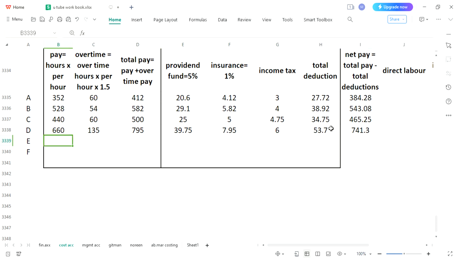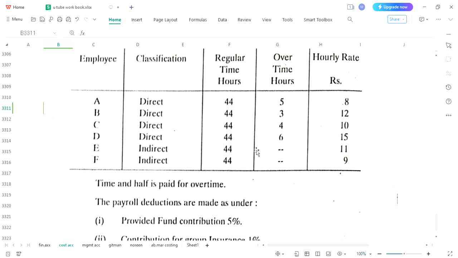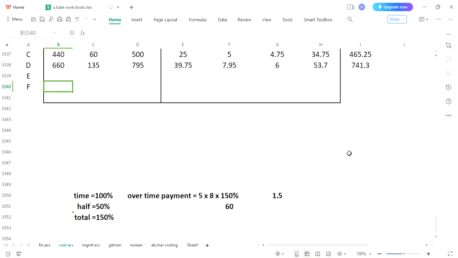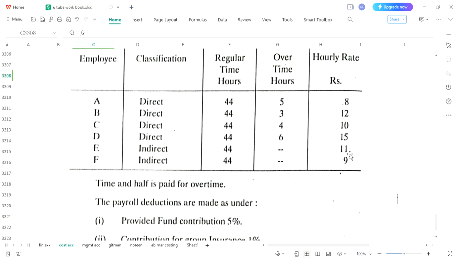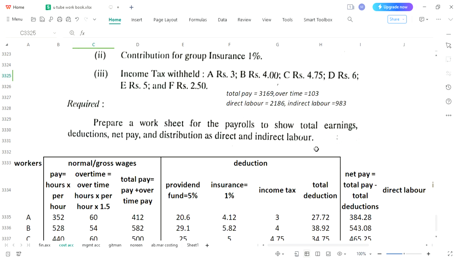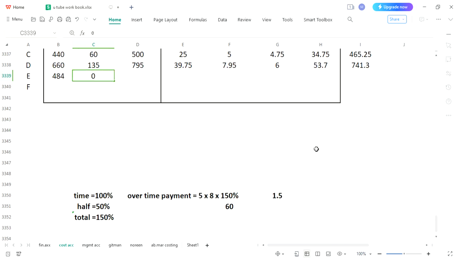Alright guys, now we will be looking at E. Let's go back to the question. E was an indirect labor and he had also worked for 44 hours, 11 per hour. Overtime is not mentioned. That means E and F have not done any overtime. Good news, 0. So the total payment you will make is 484 plus 0, which means 484.